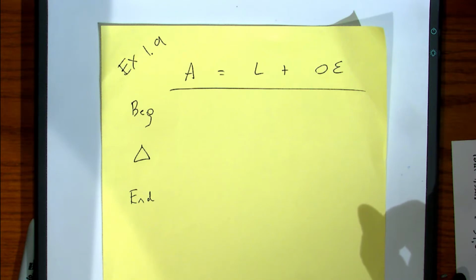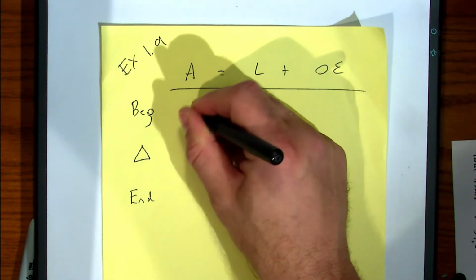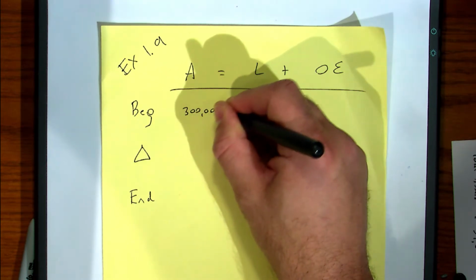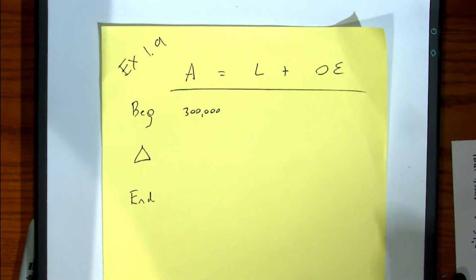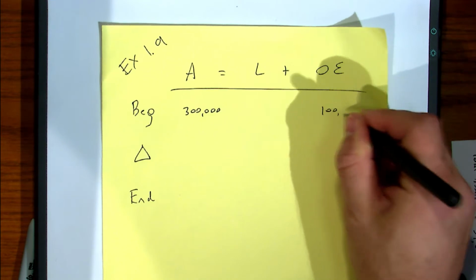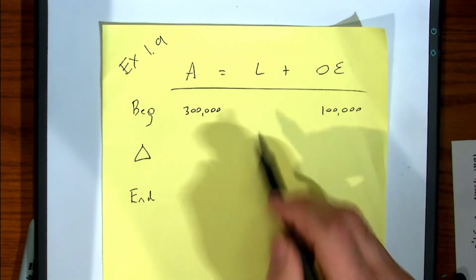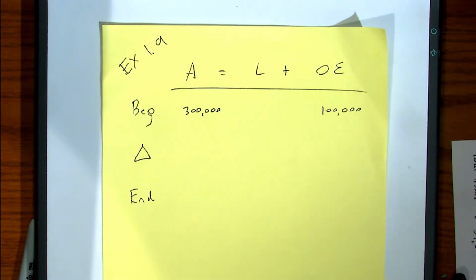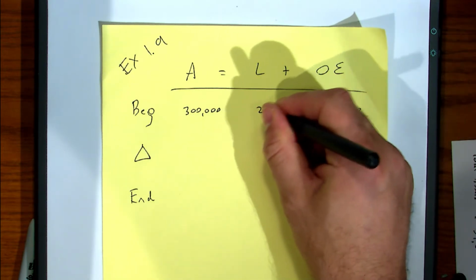At the beginning of the year, Addison's company's assets are $300,000. Okay, and its equity is $100,000. Okay, well, let's stop for a second. Do we know what liabilities were? $200,000. Let's just go ahead and put that there.